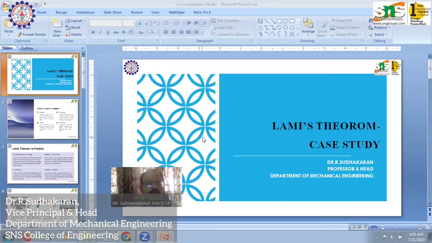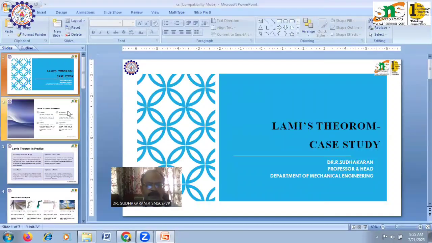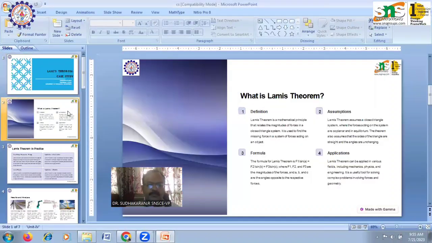So today we'll see the case study on a particular topic called Lami's theorem. Let me first see what Lami's theorem is. Then we will see how Lami's theorem is applied to various engineering applications. So what is Lami's theorem?